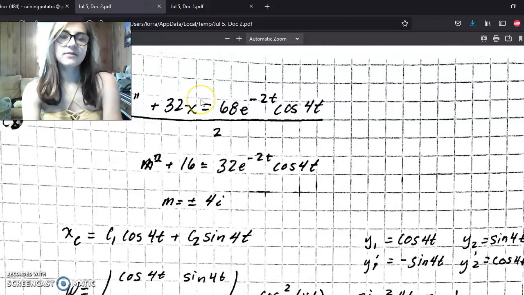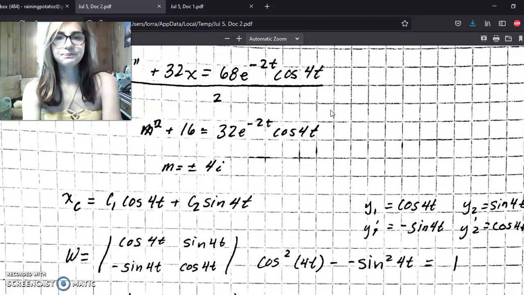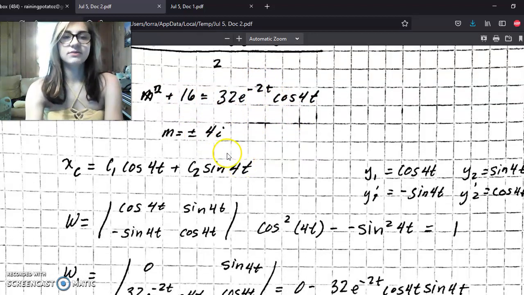The second problem was another spring problem, but this time it gave you a right-hand side. So 2x'' plus 32x equals 68e^(-2t) cosine 4t. I just divided everything by 2 to get m squared plus 16 is equal to 32e^(-t) cosine 4t. So m is equal to plus or minus 4i.